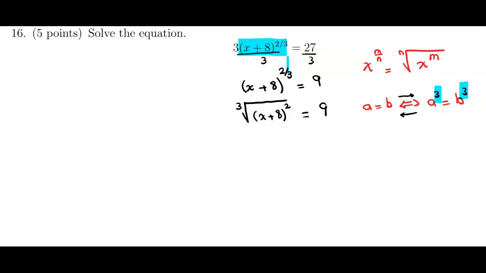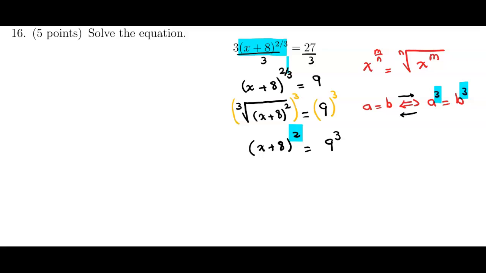So here we're going to raise this one to the exponent 3, and we're going to raise this one to the exponent 3. The cubic root and the cube cancel each other out, and it's going to be (x + 8) squared equals 9 cubed. Now we want to get rid of the square over here. So how can I get rid of the square?